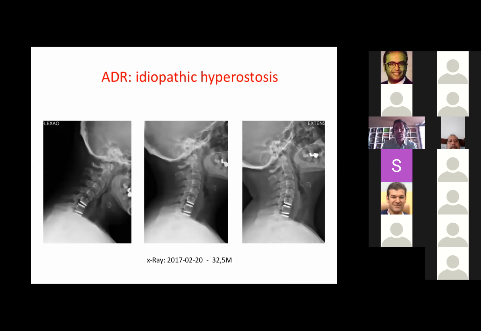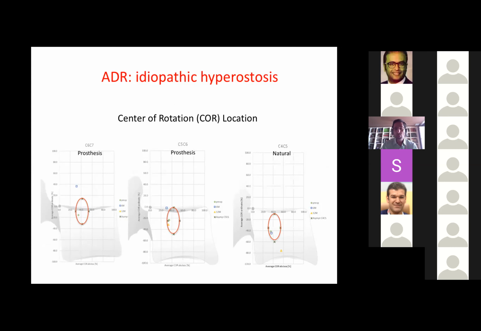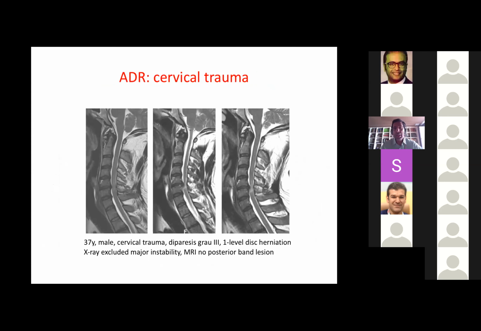And we did a 2-level TDR. And you see here with a long-term follow-up, very good prostheses are mobile, good alignment, and you don't see the osteophytes anymore, with a good location of the center of rotation for this case. TDR is known to allow the index level to regain motion, but would the prosthesis itself limit motion in some way?